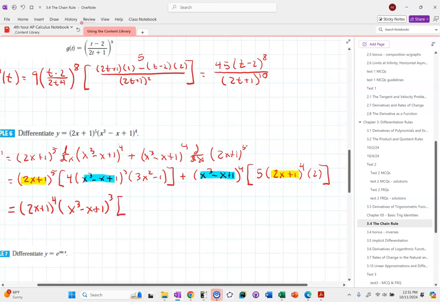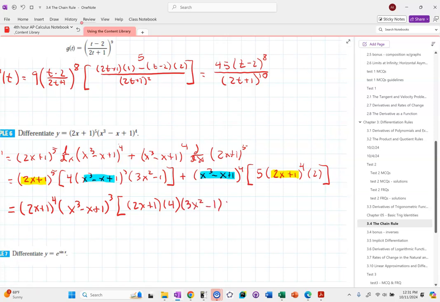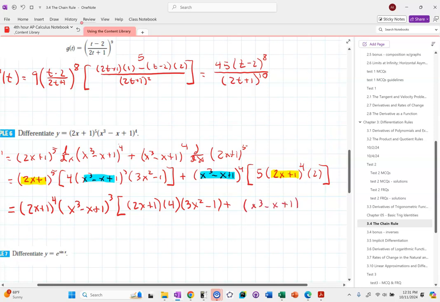And then what are we going to have left here? In the first one, I'm going to have one more 2x plus 1. I'm going to have the 4. And then I'll have the 3x squared minus 2. And the second one, I'll have one of those x cubed minus x plus 1's. And then a 5 and a 2. And then I'll just work on foiling out and combining like terms after that.